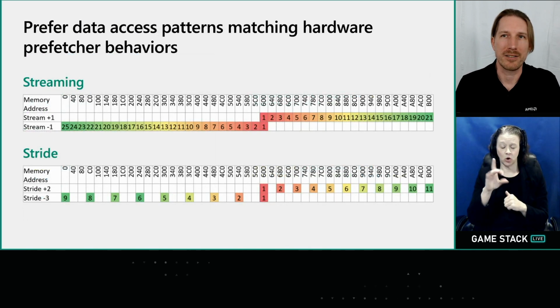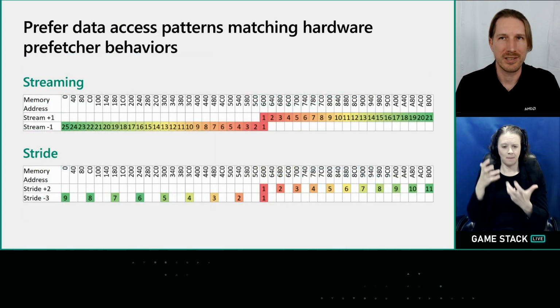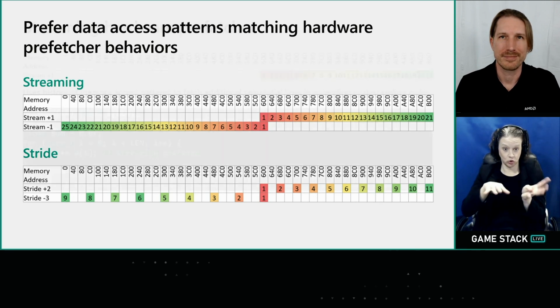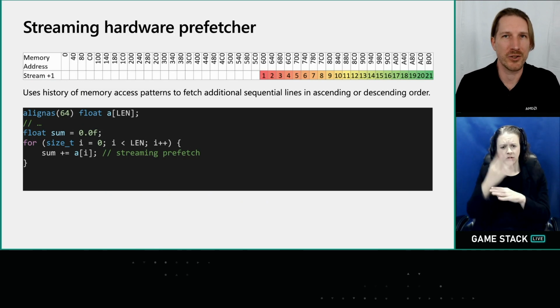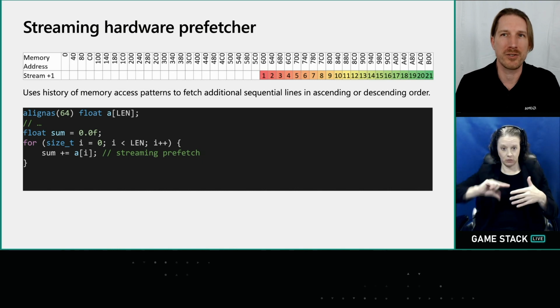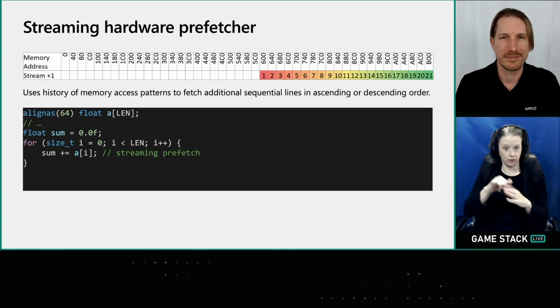Prefer data access patterns matching hardware prefetcher behaviors, especially for streaming and stride. The streaming hardware prefetcher uses a history of memory access patterns to fetch additional sequential lines in ascending or descending order. This simple example may trigger a streaming hardware prefetcher as it iterates the contiguous array. Similarly, iterating std::vector may also trigger this prefetcher.